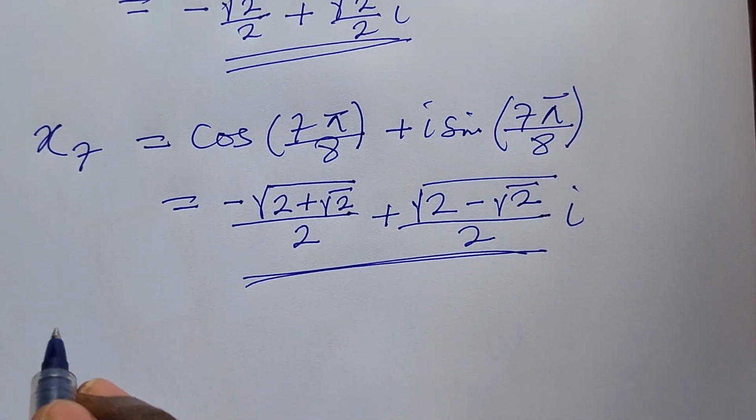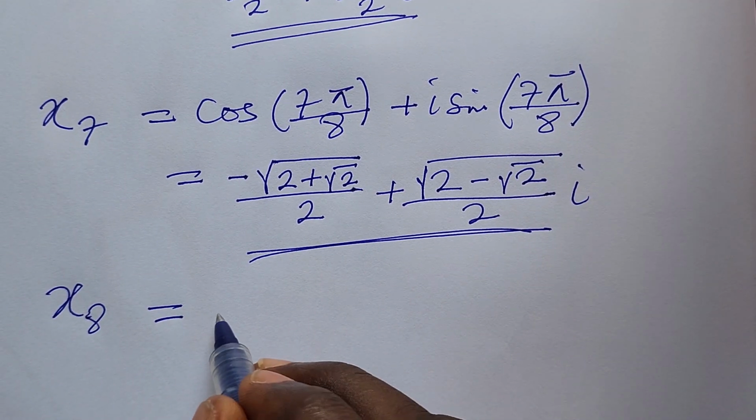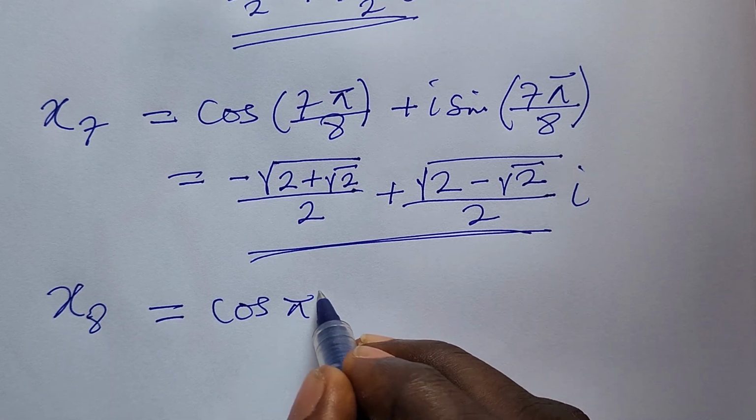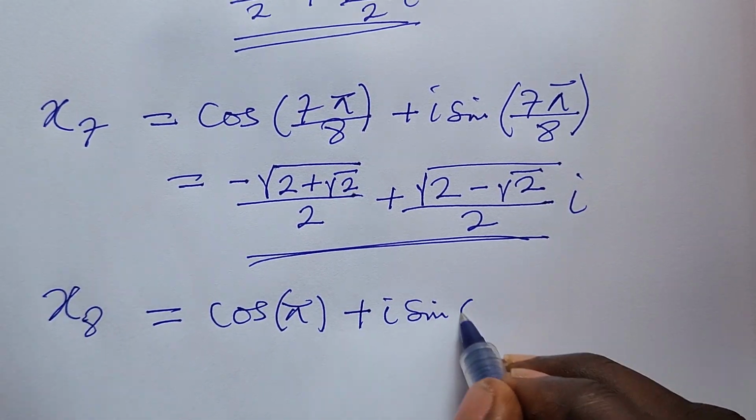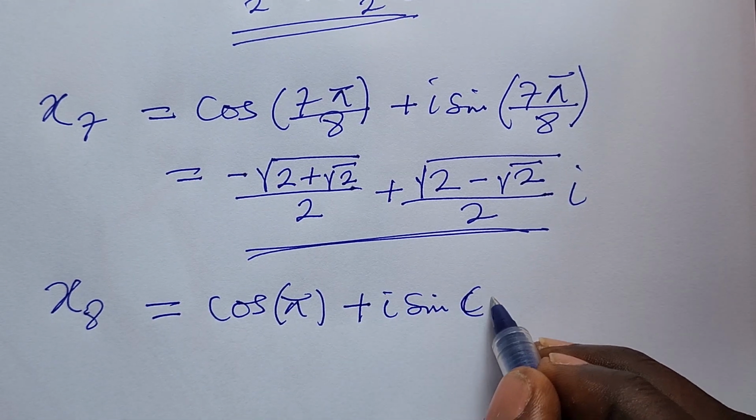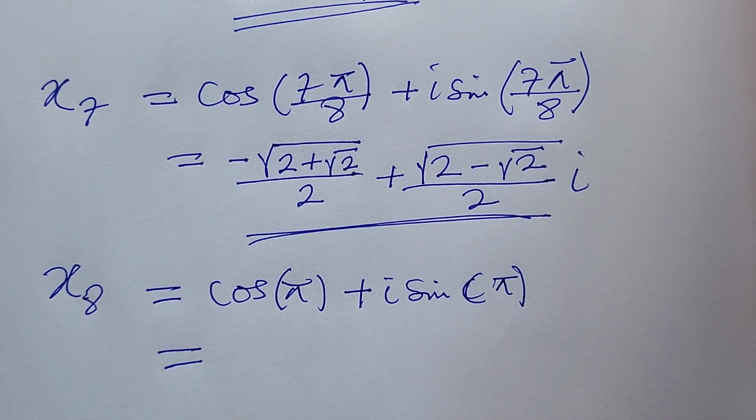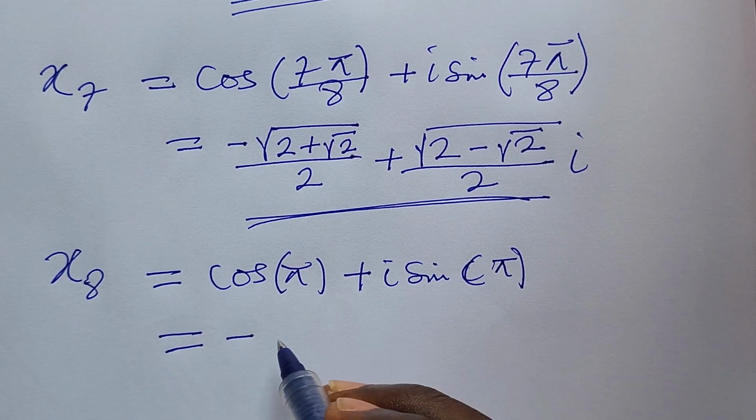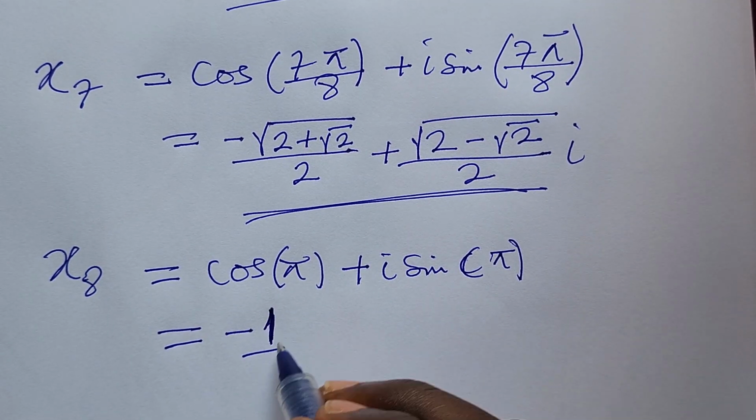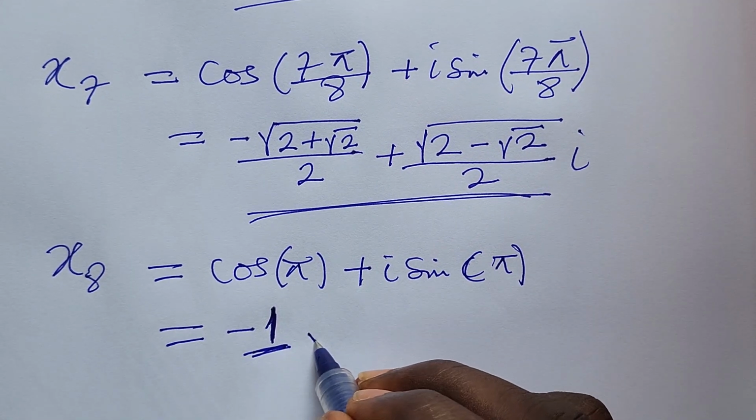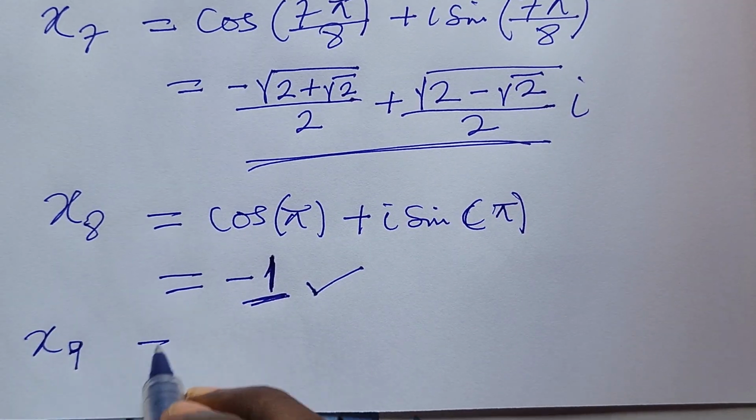So let's look for the 9th root, which is our x8. Our x8 automatically is going to give us cos pi plus i sin pi. If we plug this into our system, it's going to give us a very sweet real root, which is -1.